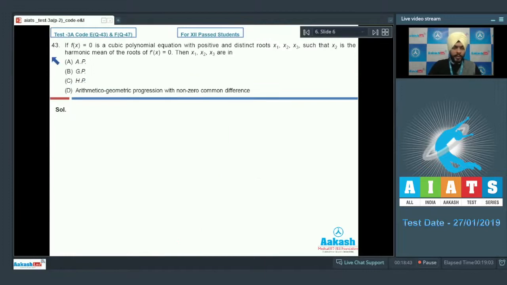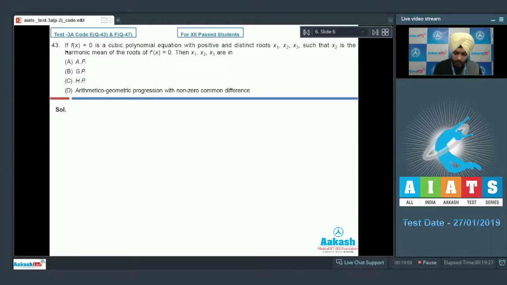Okay. So question number 43 says that if fx equal to 0 is a cubic polynomial equation with 3 positive and distinct roots, x1, x2 and x3, such that x2 is the harmonic mean of the roots of f dash x equals 0, then x1, x2, x3 are in which particular progression? AP, GP, HP and AGP with non-zero common difference. Okay. So let us have the question.